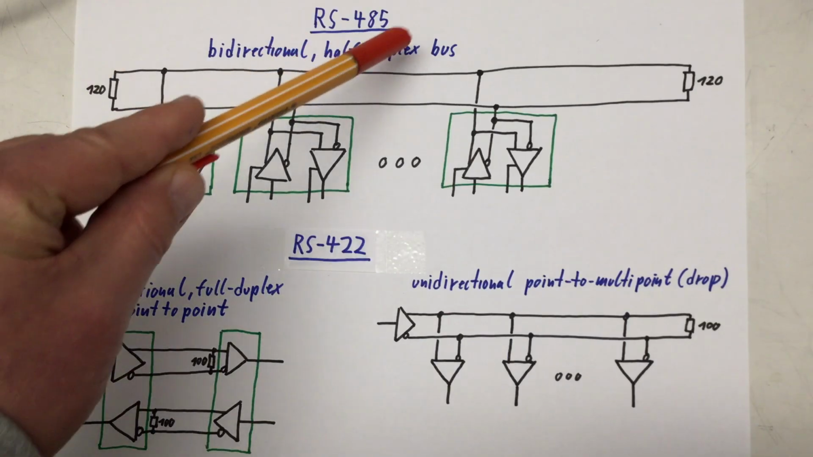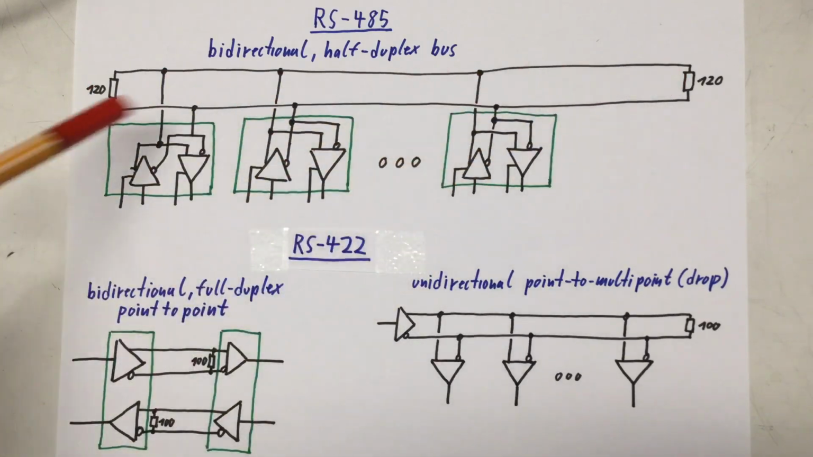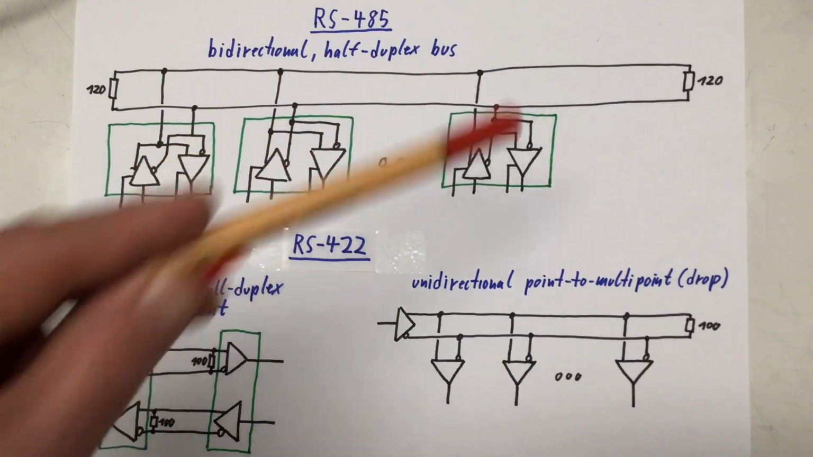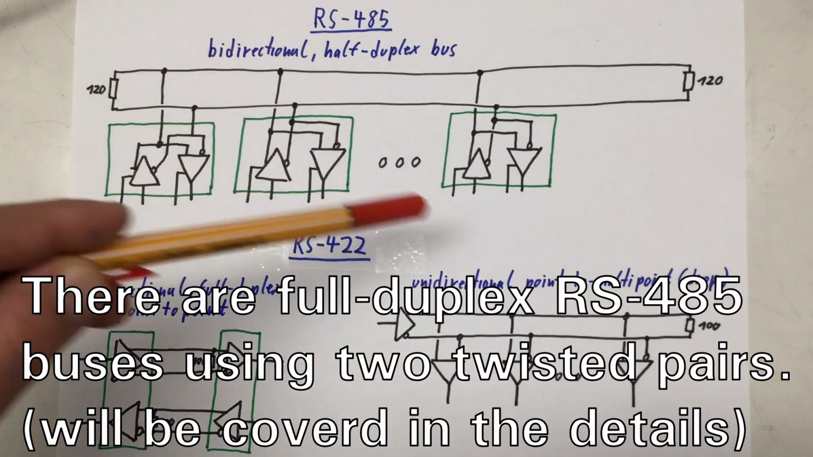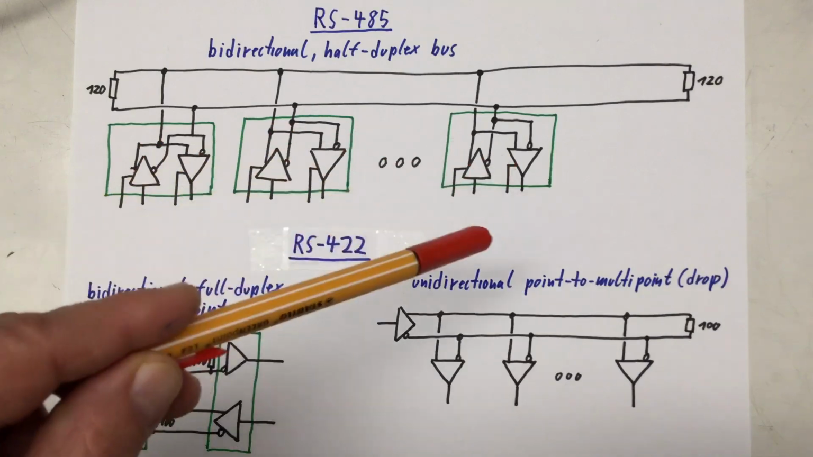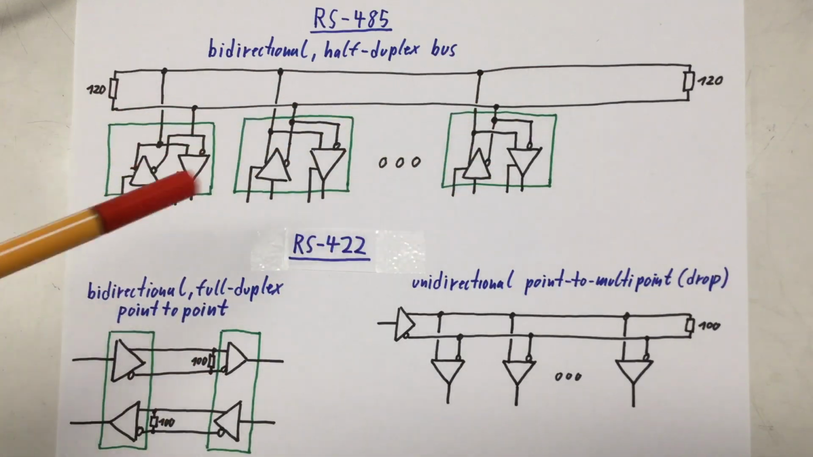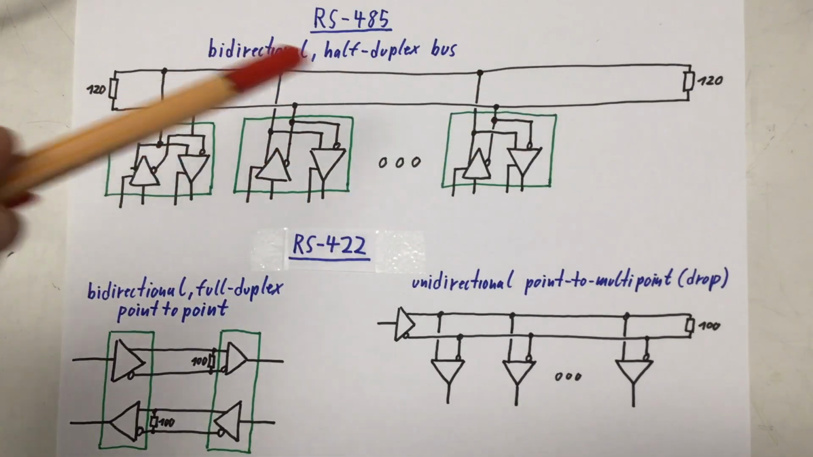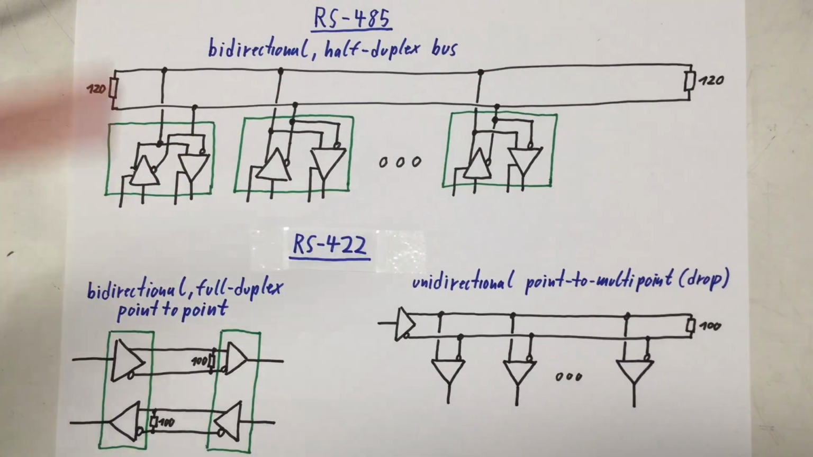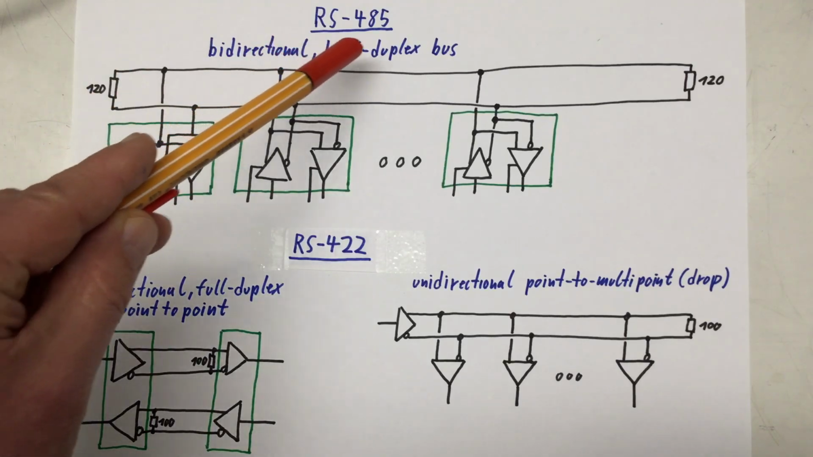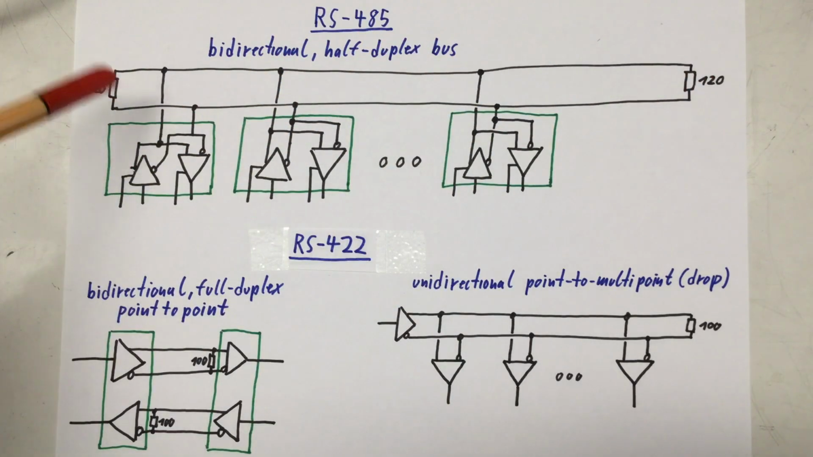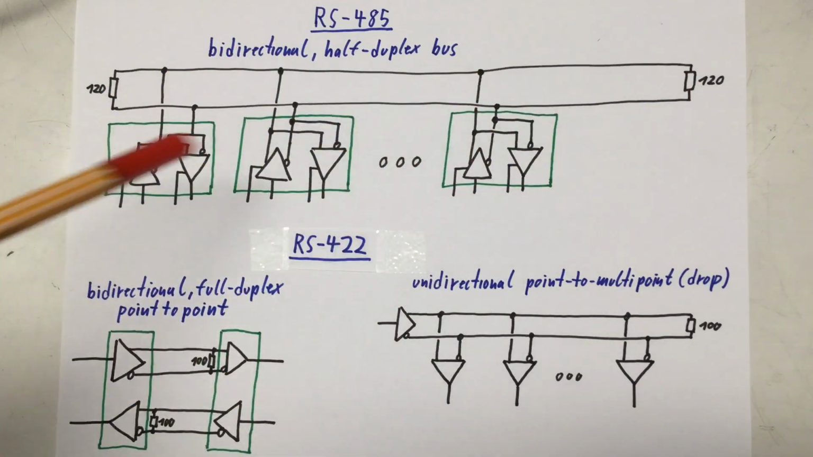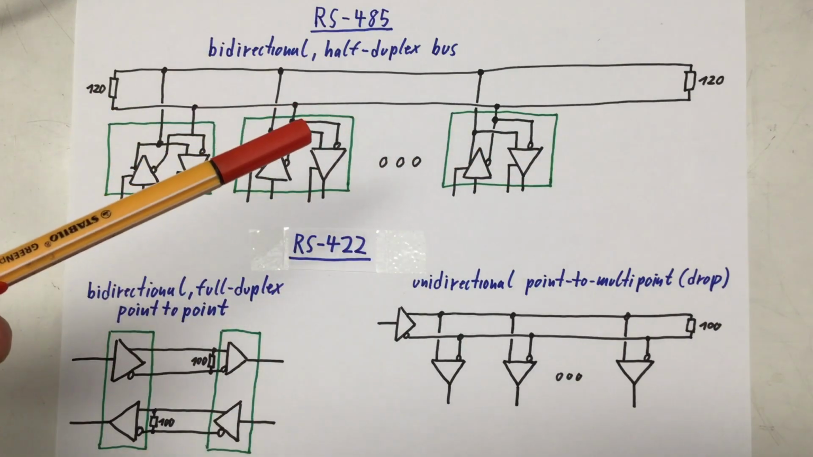So with RS-485 and just a single differential transmission line, we can build a bidirectional half-duplex bus. That is, we can connect a lot of nodes and each node can transmit on the bus while all the other nodes can receive. Of course, at one time only one node can transmit. And that's also the reason why an RS-485 transmission line is terminated on both ends, because we don't really know where the actual transmitter is at one point in time.